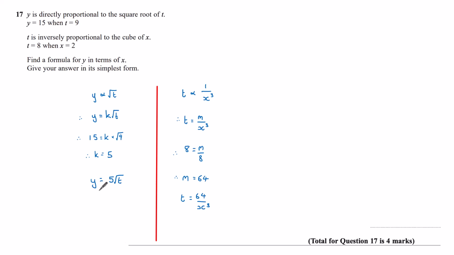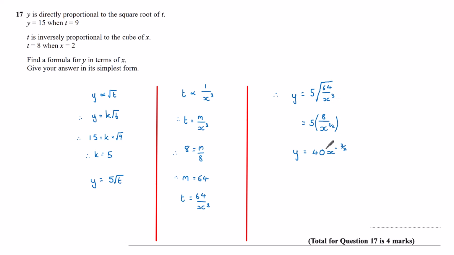Now I want to bring y in terms of x, and so I can substitute this value of t for this t here, and so y is equal to 5 lots of the square root of t, which I've found to be 64 over x cubed. That is 5 lots of 8 over x to the power 3 over 2, so square rooting 64 is 8. Square rooting x cubed is to do x to the power 3 over 2. And then multiplying this by the 5. This is the same as y is equal to 40 lots of x to the minus 3 over 2.